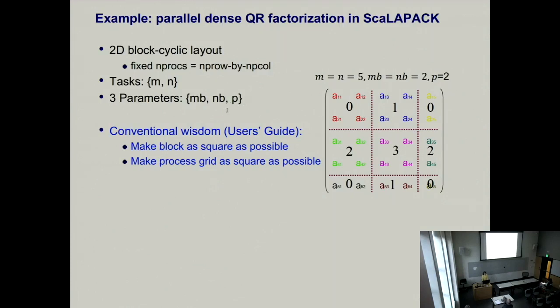As I said, there's a closed-form formula, and it's written in the user's guide. It says make a block as square as possible and make the process grid as square as possible. That's essentially this picture: the block size is 2 by 2, and the process grid is 2 by 2.